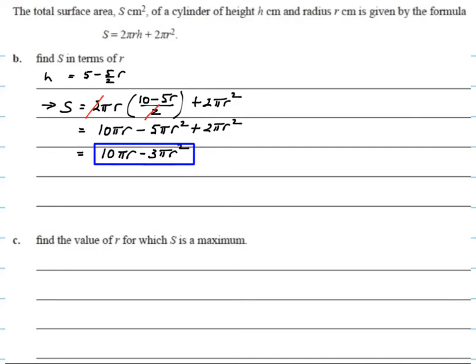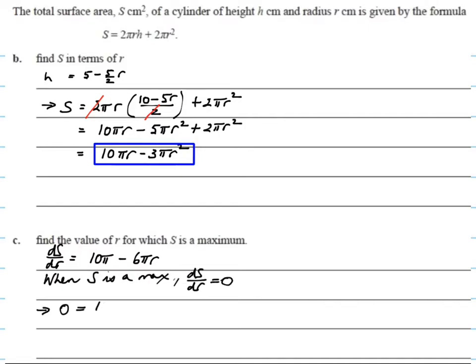And the third part of the question, part C, says, find the value of r for which S is a maximum. Well, that's just basically a straight derivative question. So therefore, dS/dr will be 0, and that's equal to, taking the derivative of the expression above us in the blue box, 10 pi minus 6 pi r, and therefore, when S is a maximum, dS/dr will be 0, as we all know, and therefore we set it equal to 0 and solve it for r.